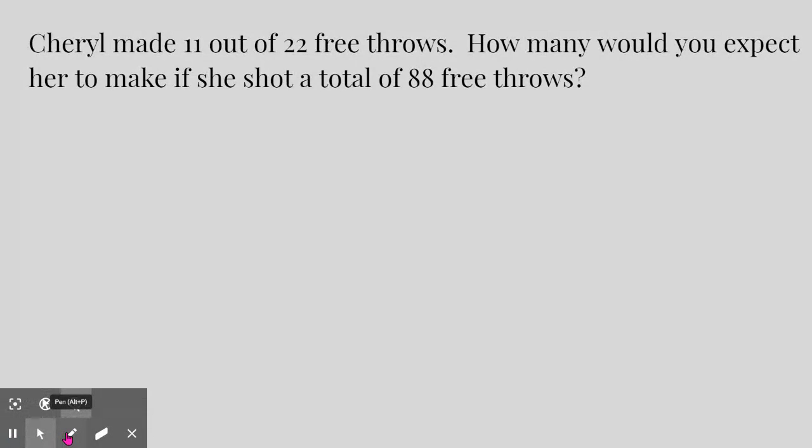So now, I want you to try this problem on your own. It says Cheryl made 11 out of 22 free throws. How many would you expect her to make if she shot a total of 88 free throws? So what I'm going to do for y'all is I'm going to help you set up your word ratio because this one can be a little confusing. Okay, so she made 11 out of 22. That means 11 shots were made out of 22. So I'm going to write shots made over free throws.